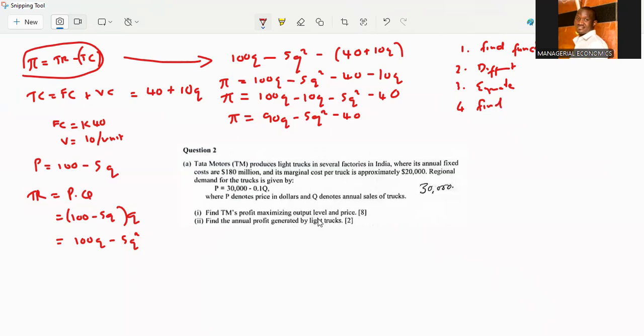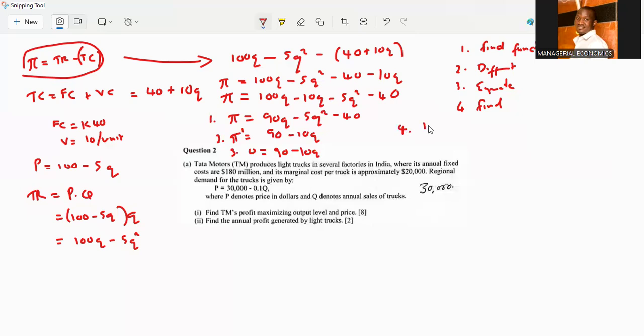So step 1, we found the profit function. Step 2, what do we do? We differentiate. So what is the derivative of the profit function here? 90Q becomes what? 90. 5Q squared becomes what? 10Q. What happens to the 40? It drops because it's a constant. Step 3, what did we say? We equate to 0. So 0 is equal to 90 minus 10Q. Step 4, we solve for Q. When this one goes inside, we're going to have what?